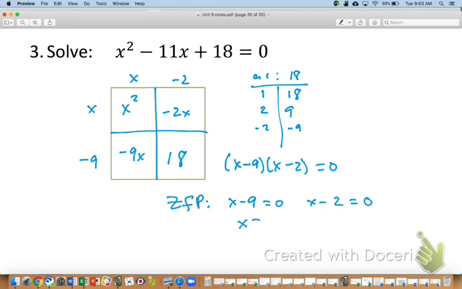So did you guys get x is equal to positive 9, x is equal to positive 2 for your two solutions? And the other question is this: did you show that step? I hope you did. If so, you're in great shape.